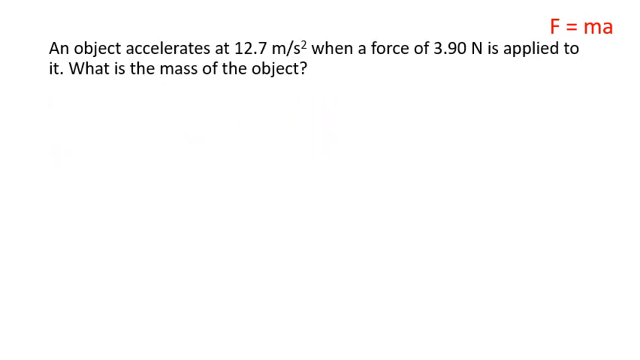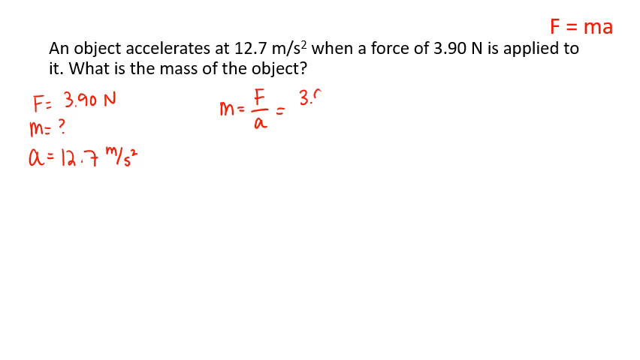For our last problem, an object accelerates at 12.7 meters per second squared when a force of 3.90 newtons is applied to it. What is the mass of the object? Force, mass, acceleration. Again, we want to know the mass. It accelerates at 12.7 meters per second squared with 3.90 newtons of force added to it. If we rearrange our formula and solve for mass, mass equals force divided by acceleration. That's 3.90 newtons divided by 12.7 meters per second squared.